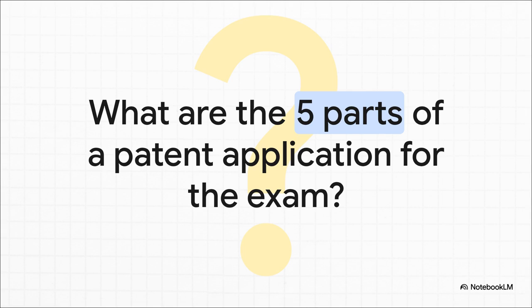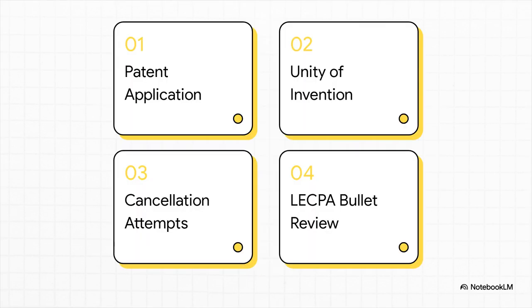Seriously, you need to know these 5 parts cold. If you don't, you're just leaving easy points on the table, and we're not going to let that happen. So here's our game plan for today. First, we'll build the perfect patent application blueprint. Then, we'll tackle a tricky rule called unity of invention. After that, we'll talk about how you defend a patent from being canceled. And finally, we'll wrap it all up with a super fast bullet review to lock everything in.